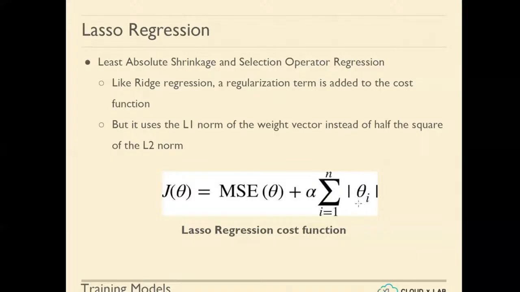And since here we are using absolute values, now these theta values can have zero values, perfectly zero values, right? So that's why we can also use this type of regularization, lasso regression, if you want to do feature selection, right?